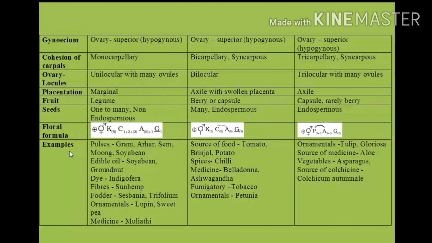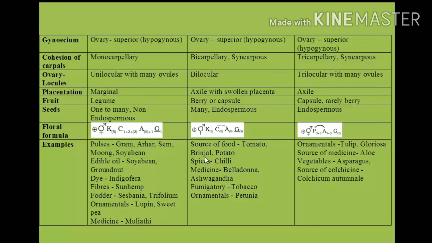And moving on to the examples. In Fabaceae, most of the pulses are coming under this family: gram, arhar, sem, moong, soybean, etc. The sources of edible oil, that is soybean and groundnut. A source of dye, that is indigofera. Fibers are extracted from sun hemp. The fodder crops like sesbania and trifolium. Ornamental plants like lupin and sweet pea. And the medicinal plant, that is mulethi. These are the examples of Fabaceae.